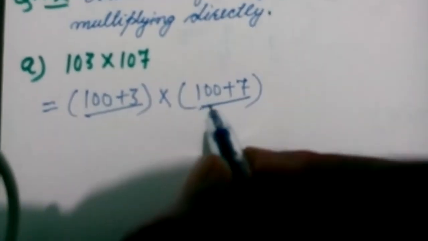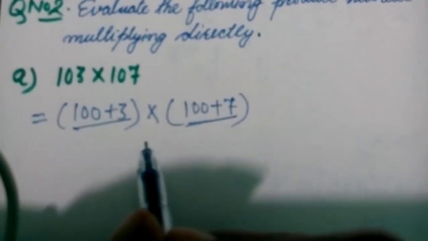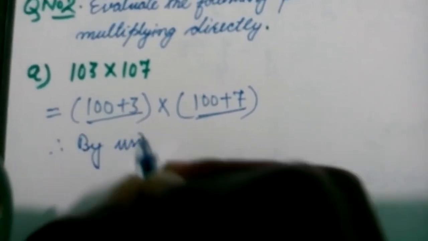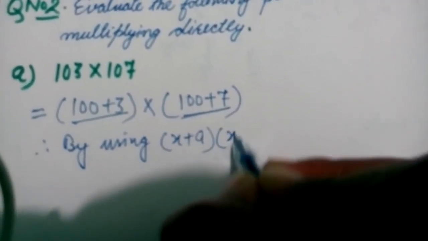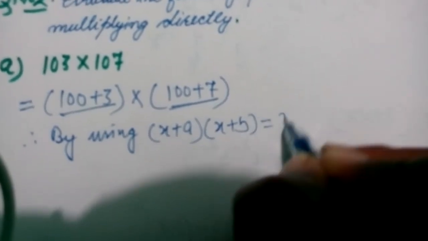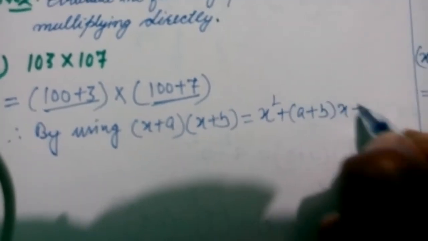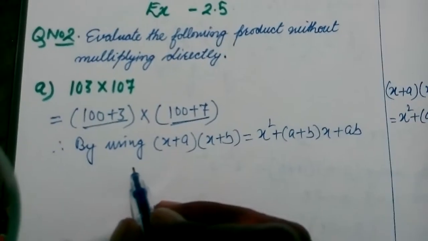Yes, we have studied such an identity, where the first term is the same and the two second terms are different. So what was that identity? By using (x + a)(x + b) is equal to x square plus (a + b)x plus ab. Now just do the comparison. In place of x, what is there? There is 100.